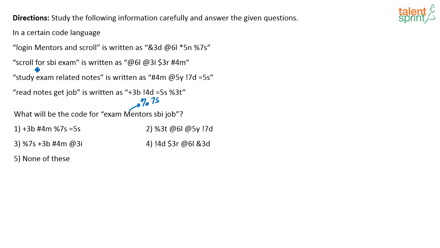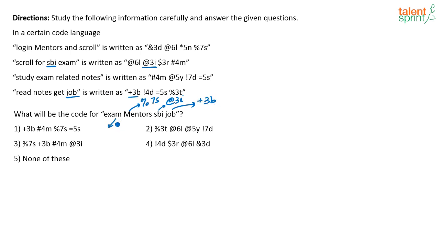Okay. Now SBI is there here, right? Where is SBI? SBI is here. It should end with I. So it has to be at the rate of 3I. So SBI is at the rate 3I. Now what will be the code for job? Where is job? Job is here. Correct? Ending with B. So it has to be +3B.